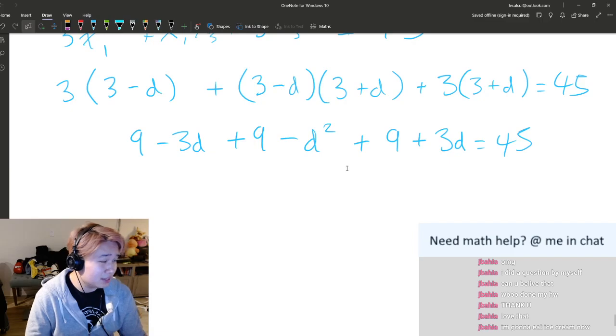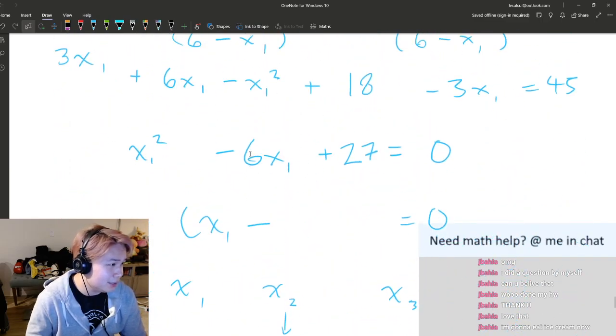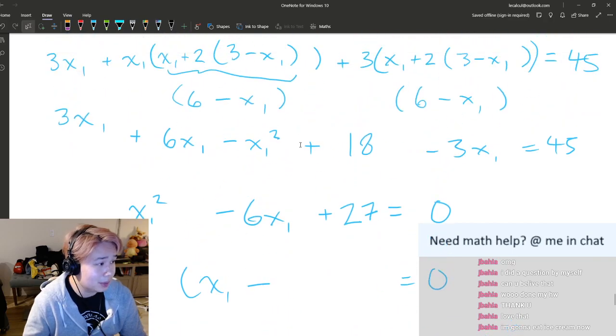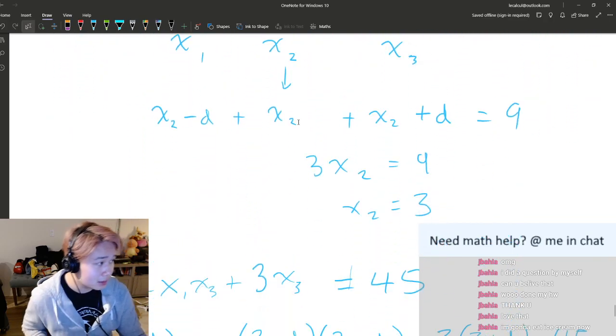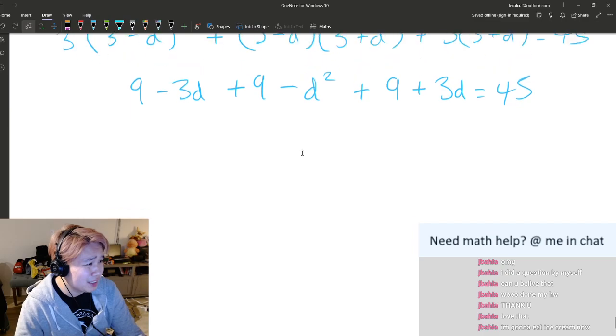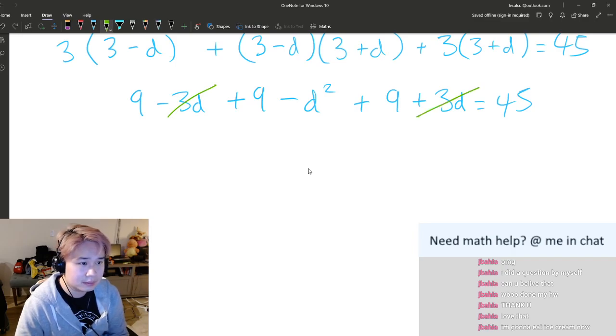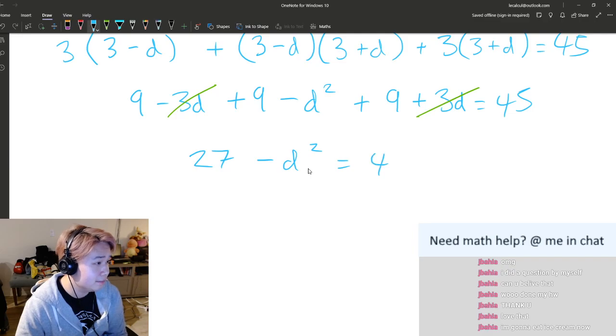And this is a much cleaner one than what I was trying to work with. I'm sure it's got to work out somewhere, but I probably just am messing up my arithmetic. But this one, easier to work with. So this one and this one are canceled. So you're just left with what? 27 minus d squared is equal to 45.